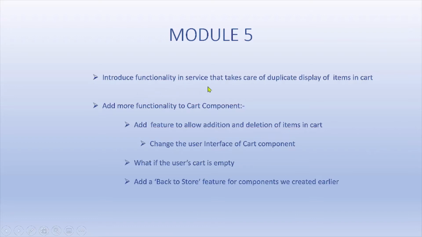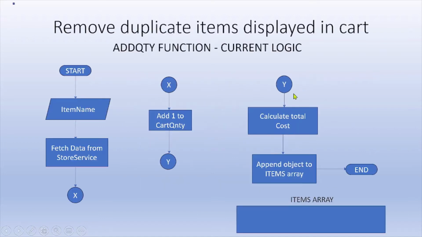Let's start by discussing why we are getting these duplicates in the cart. And to do that, let's look at the current logic in our add quantity function. So we have item name coming through to the add quantity function as a parameter. We fetch data from the store service. We add one to cart quantity, calculate the total cost, append the object to the items array. In other words, the user has one item now in his or her cart, and we have one element in the items array.